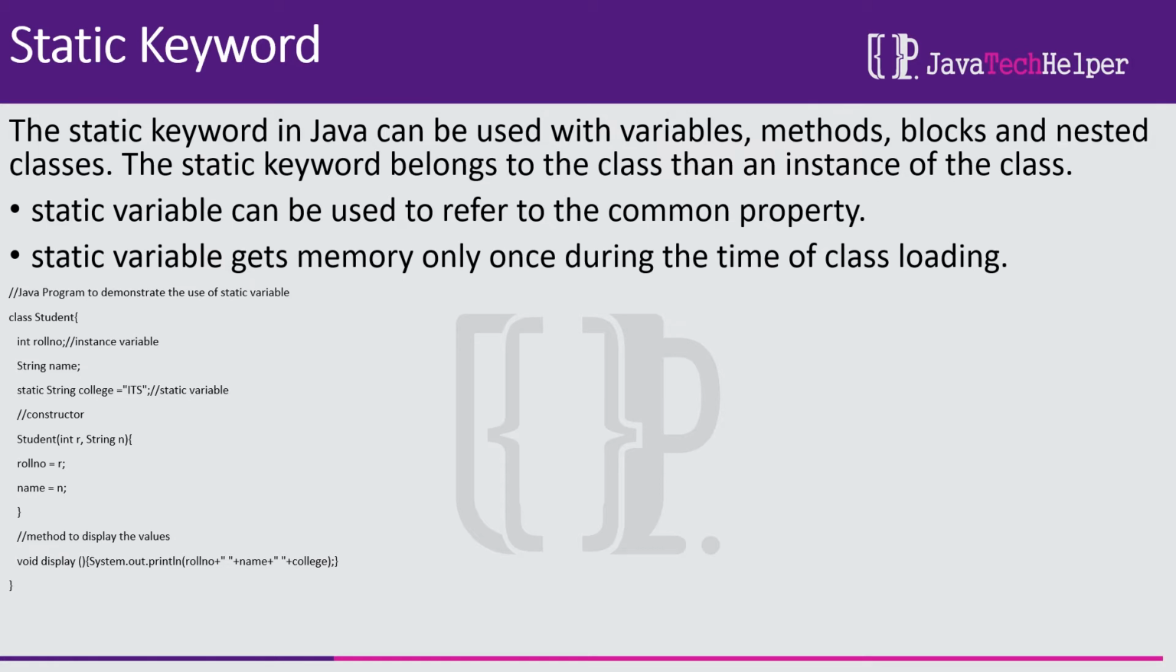Now when we keep it as static, it is initialized one time. The college ITS is saved in one place in memory. So it will save you memory across the thousands of student objects which you are going to create afterwards. Now we see the method.